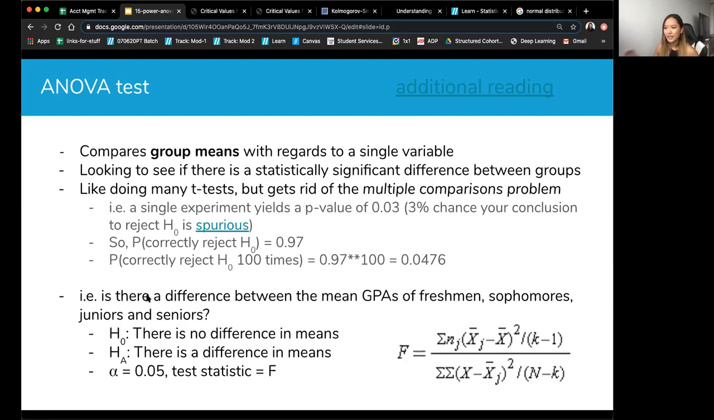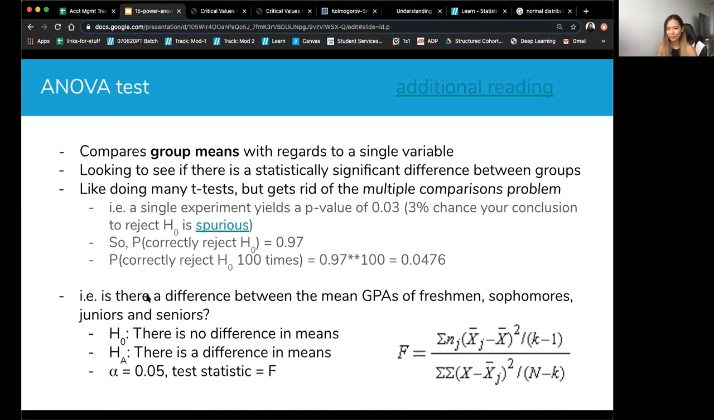An example of using the ANOVA test is this one over here. Is there a difference between the mean GPAs of freshmen, sophomores, juniors, and seniors? That's an example question you use to compare the means of these 4 different subsets of students. To set up hypotheses really quickly: the null hypothesis is that there is no difference in the means, and the alternate hypothesis is that there is a difference in the means. As usual, you have your alpha at 0.05, and the test statistic here is again a different statistic, the F statistic. That is the formula, but it doesn't matter what that formula is, because I'll show you in the next slide what that would look like when you code it out in Python.